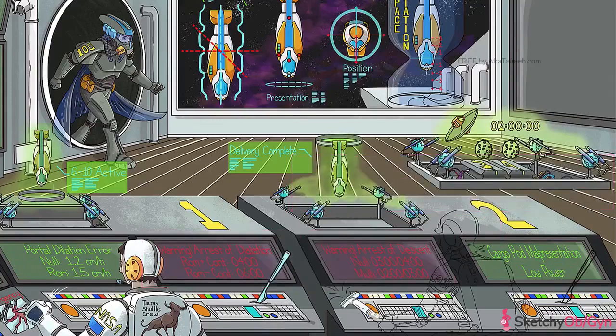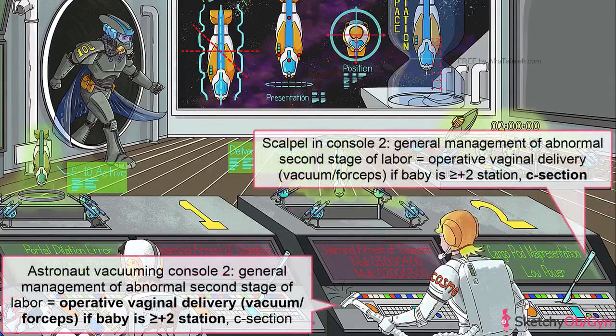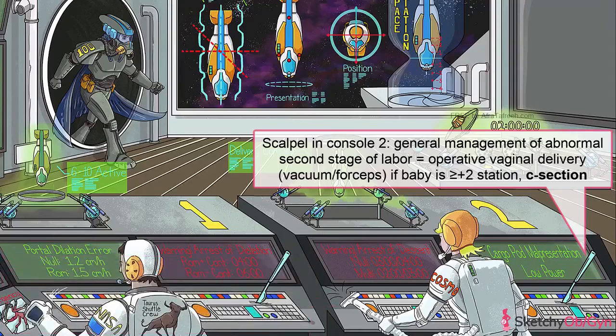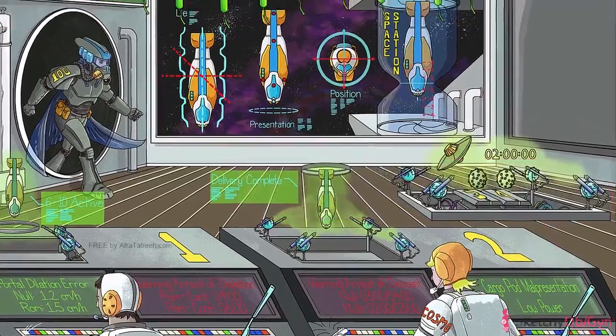If a patient has an arrest of descent, you have two options: either an operative vaginal delivery or a C-section. An operative vaginal delivery is done if the fetus has a fetal station of at least +2 and involves either use of a vacuum or forceps. These tools are used to help pull out the fetus if the mother's pushing has become ineffective. If the fetus is still high up, a C-section must be done in order to deliver.